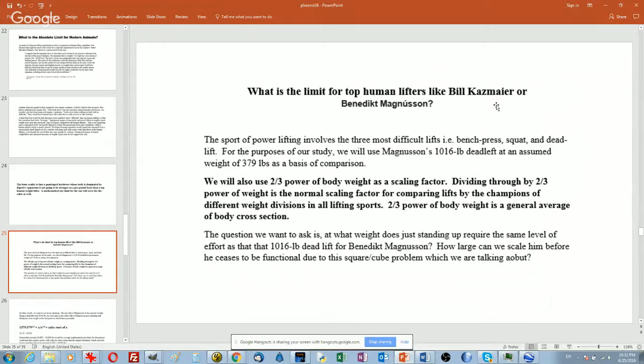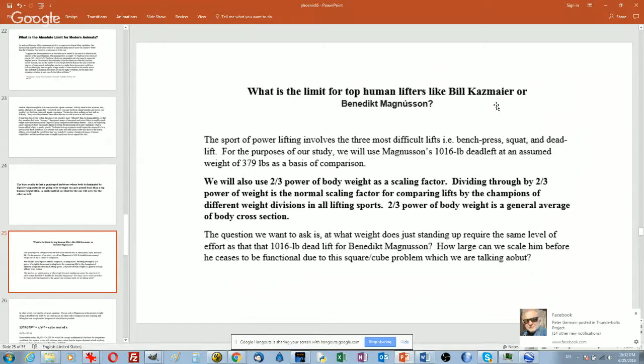It's sort of like talking about a bunch of things at once here. We're going to be talking about 2/3 power body weight as a scaling factor. And this is the normal scaling factor that they use for weightlifting events where they're trying to get an idea of which of the champions of the different weight divisions has actually done the best overall lift, right?